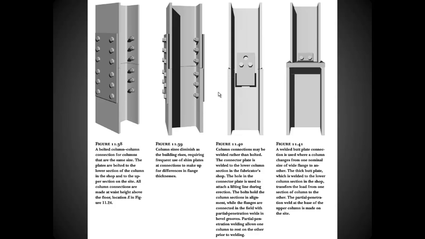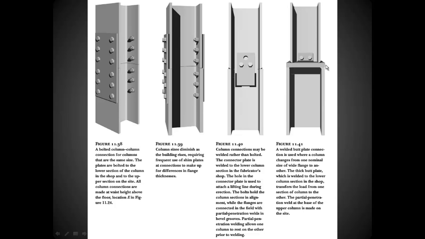Column connections. We don't have a piece of steel that runs 6 floors. We have to bolt these connections together or weld them together. As the steel goes up in height, it may become smaller. So this just shows us some different methods of connecting column ends together.